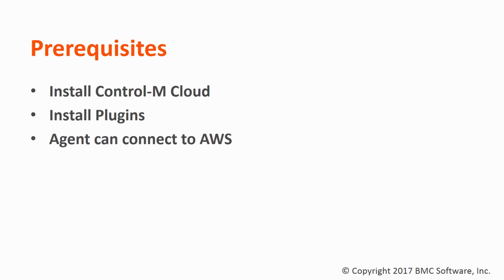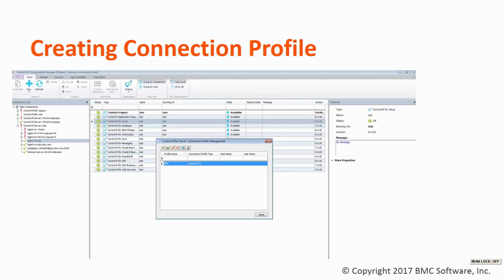The Control Cloud must be installed on at least one supported Control agent, and you must install the Control Cloud plugins in Enterprise Manager to manage the connection profile and jobs. In addition, the Control Agent must be able to connect to Amazon's web service. Once everything is installed, launch the Connection Profile Management tool from the Configuration Manager.